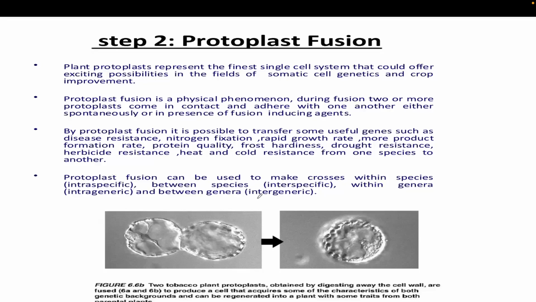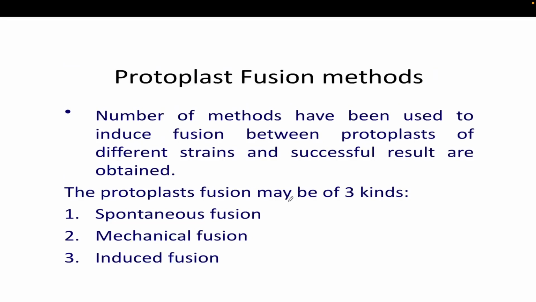When it is happening between species, it is called interspecific; within genera, it is called intrageneric; and between genera, it is called intergeneric. So these four types of crosses you can make by protoplast fusion. There are three different methods of protoplast fusion. The first one is the spontaneous method, the second one is the mechanical method, and the third one is the induced method.